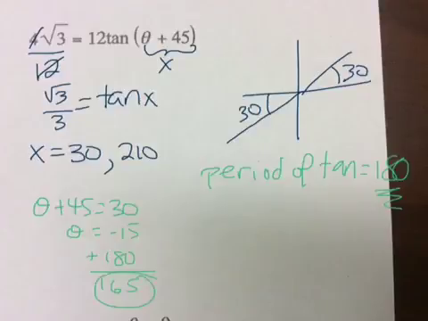That's one possible answer. All right, now theta plus 45 equals 210. So theta equals 165. Oh, we already have that answer. Okay, let's see if we can add 180 to it to get another answer. 345. And those are all the answers between 0 and 360.